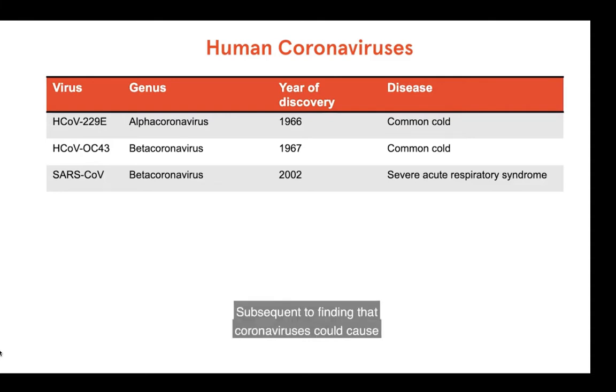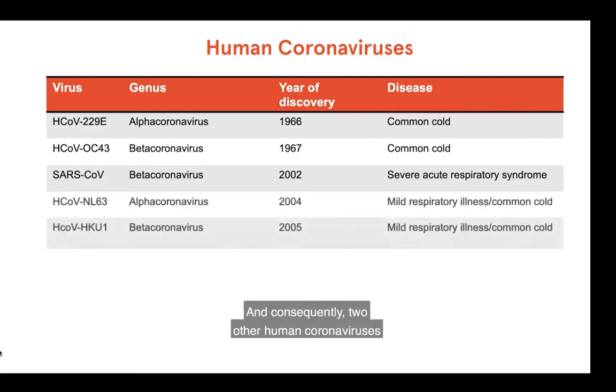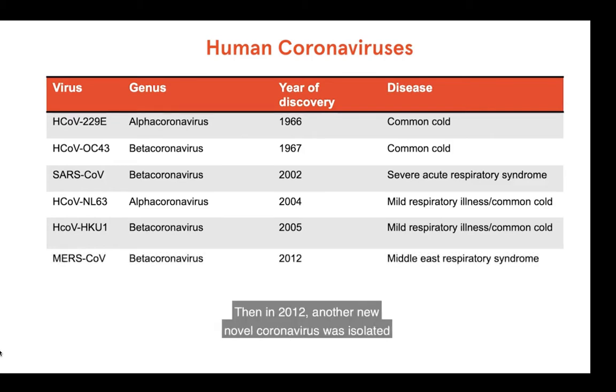Subsequent to finding that coronaviruses could cause such severe pathological disease in humans, sparked an interest in investigating what other coronaviruses might be circulating in the human population. And consequently, 2 other human coronaviruses were identified, which again could be attributed to causing mild upper respiratory conditions in otherwise healthy humans. Then in 2012, another novel coronavirus was isolated, which was again responsible for causing pathogenic respiratory symptoms. And this was termed Middle Eastern Respiratory Syndrome.